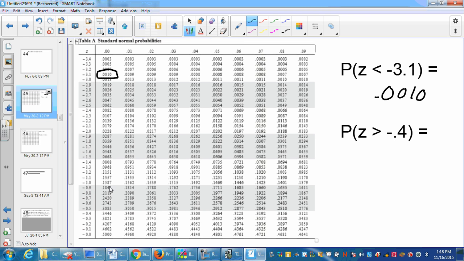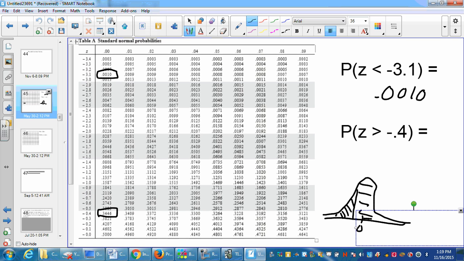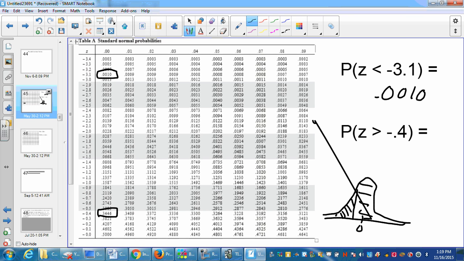Now, it gets a little trickier when I want to find the probability that my z-score is greater than negative 0.04. Negative 0.04 is here. That's just the values that are at or below negative 0.04. So if my z-score 0 is here, negative 0.04, this represents this side. But this is asking for the other side over here.